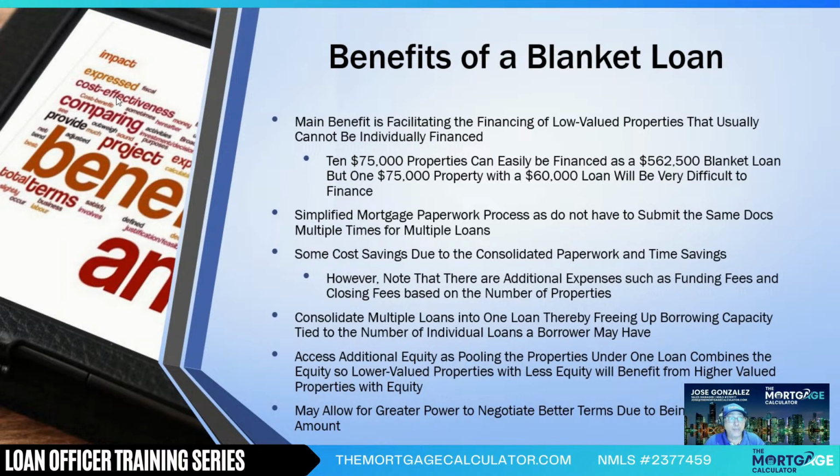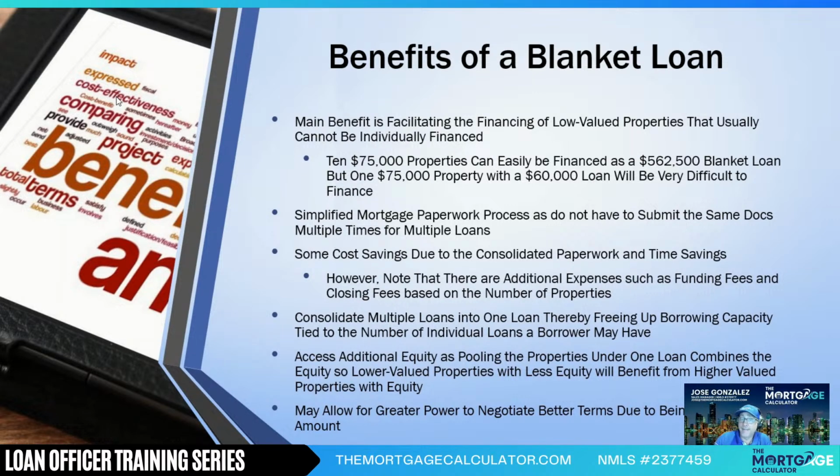Another good benefit here is it may allow the borrower to access additional equity, as pooling the properties under one loan combines the equity, so that lower valued properties with less equity will benefit from higher valued properties with more equity. Consider this like a blended equity, like when we do our blended rate, right? It's a proportionate amount of each loan. That's what they look at, and then you get a certain LTV percentage or interest rate when we're talking about the interest rate on a blended rate. Well, this is like blended LTV.